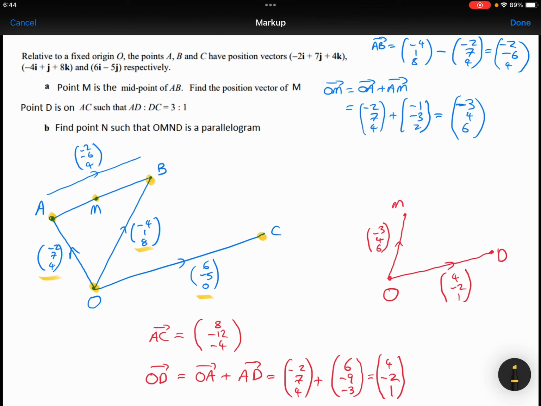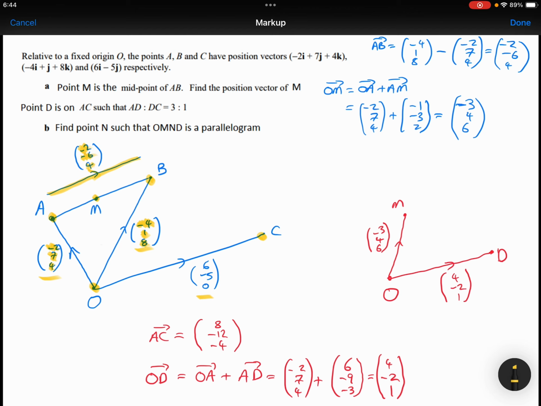So I first worked out the vector from A to B, and I've done that by doing the B vector take away the A vector. So -4 take away -2 is -2. The 1 take away the 7 is -6. The 8 take away the 4 is 4.